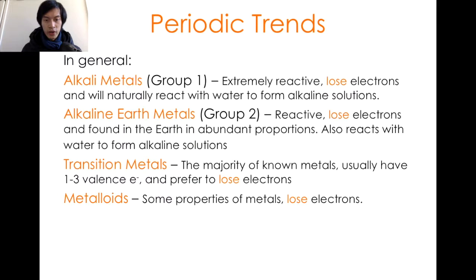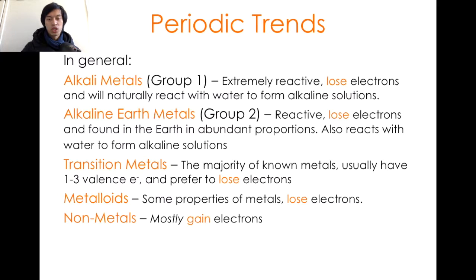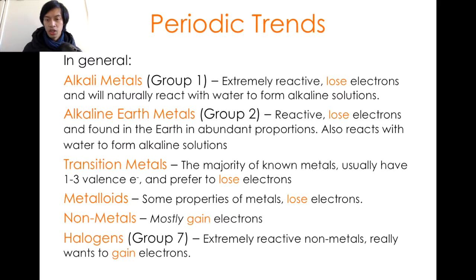Okay, your metalloids, which are your funny looking triangular bracket on the right hand side, have some properties of metals, and they will lose electrons, but as you go further down, the larger they get, the less they tend to do so. Your nonmetals will mostly gain electrons. Your halogens, which are nonmetals, are extremely reactive nonmetals and really want to gain electrons. So just like how the group 1 alkali metals really want to lose their electron, giving it away to other atoms, your halogens, your group 7, really want to take those ones and put them together.